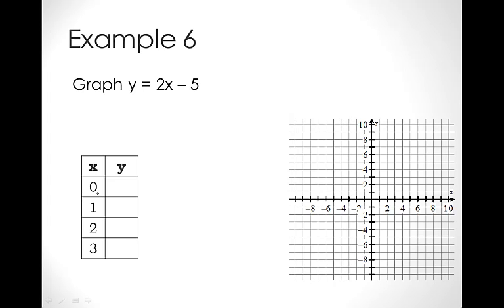So there's our graph. When x is 0, we get negative 5. You can plot that point. When x is 1, and again, you can sort of cover that up, right? And you can put the 1 in mentally, maybe.